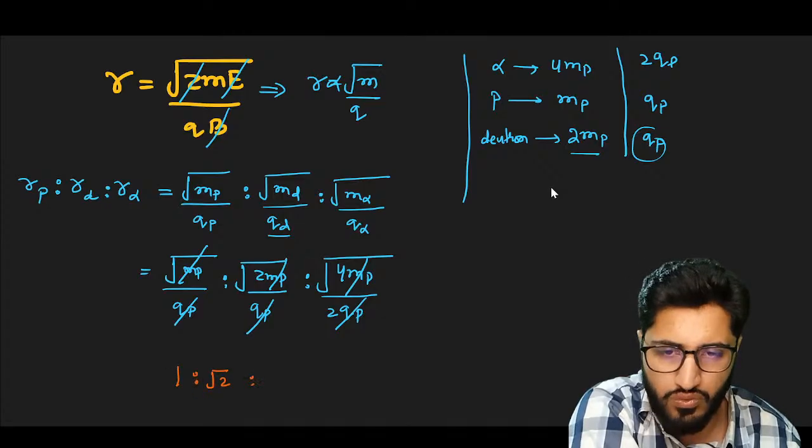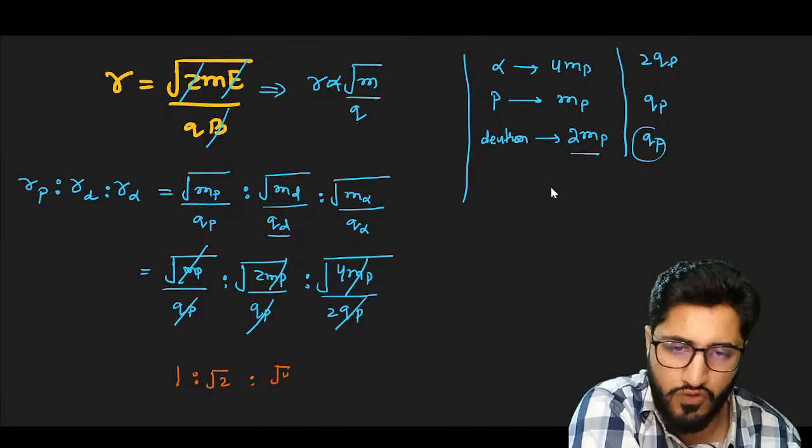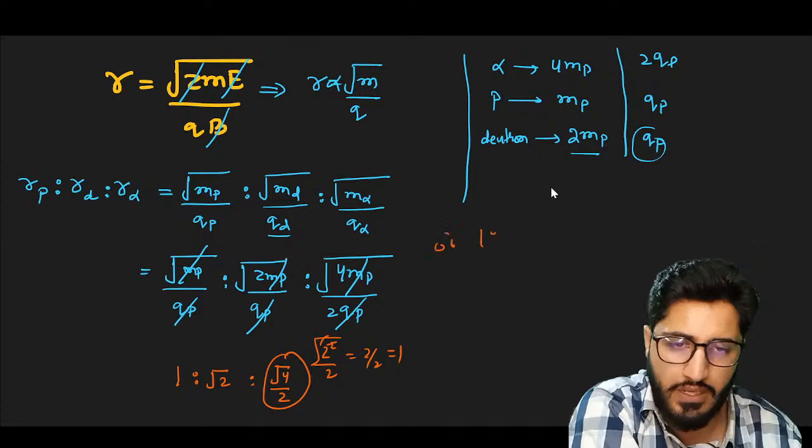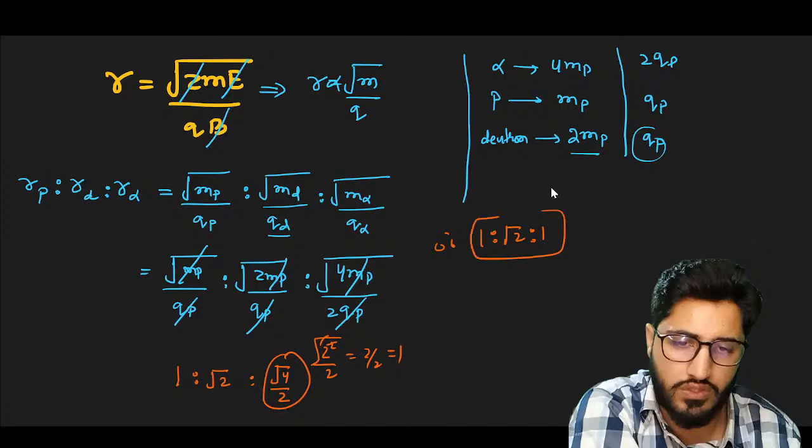Then here it is root 4 by 2. Root 4 by 2 equals 2 by 2, which is 1. Therefore, my answer is 1 is to root 2 is to 1. This one is my answer.